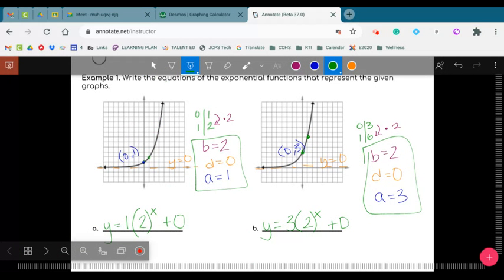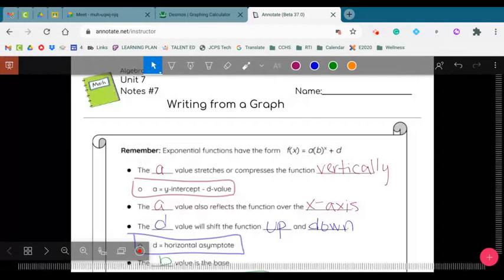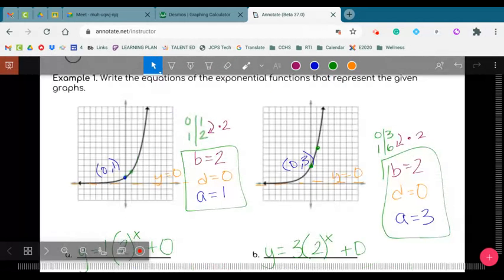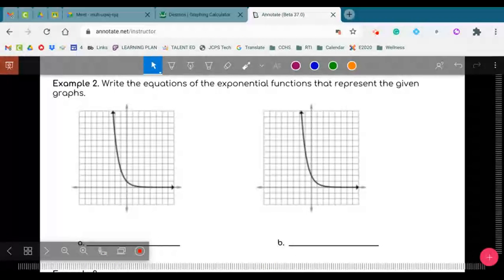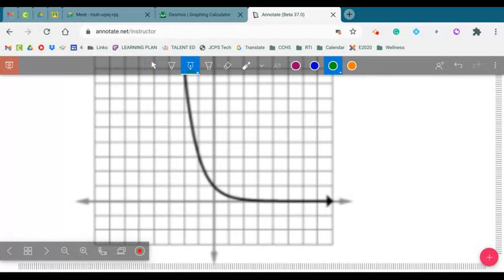Let me know if you guys have any questions on that. Let's move on to the back page. These 2, I want to kind of go back to the first page. The first 2, we can see that they're both growth. If they're growth, your b value is going to be a whole number. On this page, we see that both of our functions are decaying, so that means our b value is going to be a fraction. So keep that in mind.